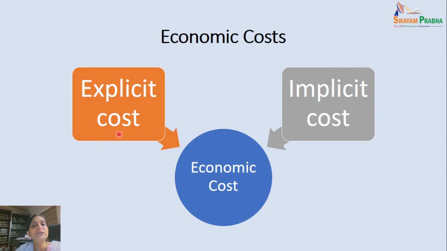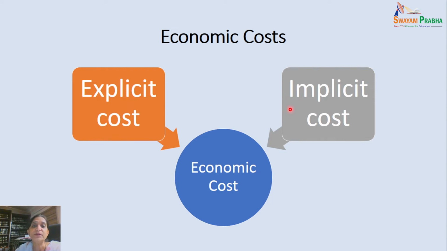Or if a firm is buying raw materials, then the money which it has to pay will be a part of explicit cost. So all the cost which the firm is incurring because it is hiring or purchasing certain factor inputs is called explicit cost. Now let us go to what is implicit cost, because it is this implicit cost which makes a difference between economic costs and the accounting costs.